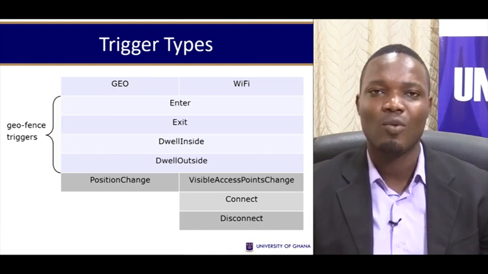So those are where the differences begin to come in. And then for Wi-Fi, we have connect and disconnect. But for Geo, we have nothing like that. So we have more of the trigger types for the Wi-Fi than we have for the Geo. And we have 4 of them in common. That is the enter, exit, dwell inside, and dwell outside.